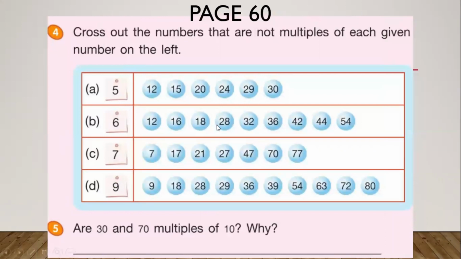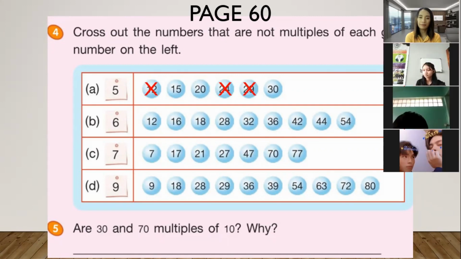Page 61, number 4. Cross out the numbers that are not multiples of each given number on the left. So you will put an X mark on the numbers that are not multiples of the given number. Let's start with letter A. The given number is 5. Which of these numbers are not multiples of 5? The first one is 12, then 24, and 29. Very good. So the numbers that are not multiples of 5 are 12, 24, and 29.